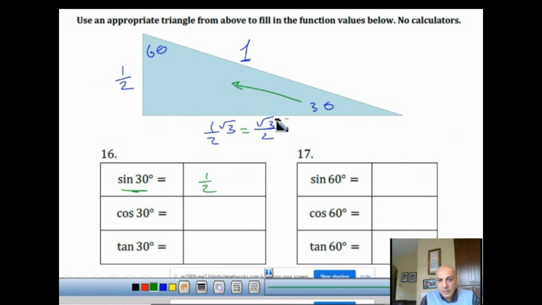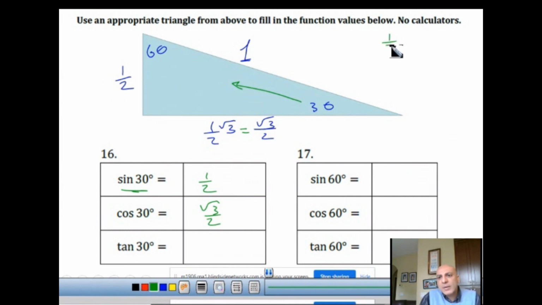Cosine 60. Well, you take this dude here and divide that by the hypotenuse, which is 1, which is going to give you square root of 3 over 2. How about tangent 60? Well, you take the sine divided by the cosine, or opposite over, what's tangent? What is tangent? Opposite, TOA. Opposite over adjacent, thank you. Opposite of me is 1/2, but adjacent is square root of 3 over 2.